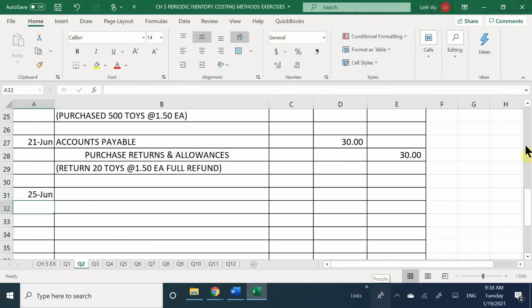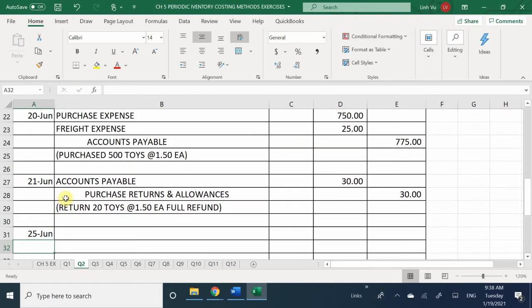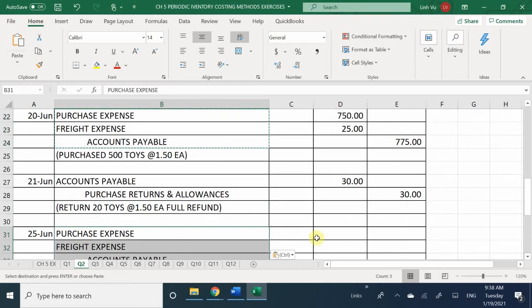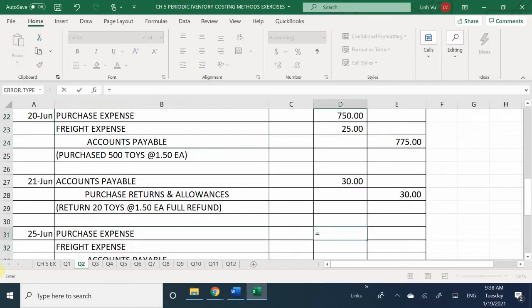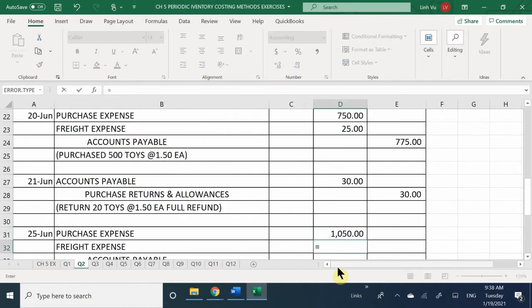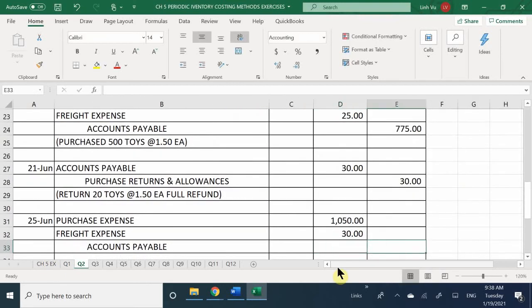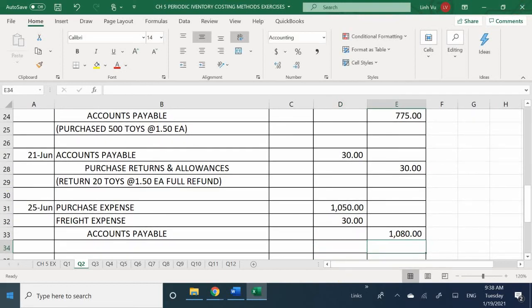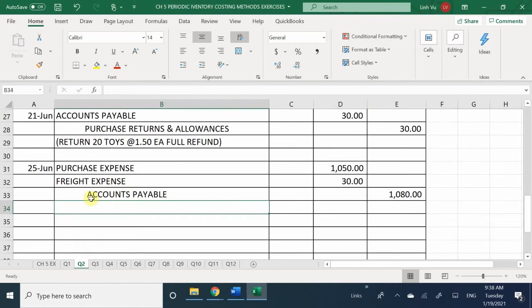So if I go to June 25th, I know that I'm going to save some time here by copying and pasting. I know that my purchase expense is going to be what I solved in my table, which was $1,050. And I know my freight is $30, so therefore my total cost is going to be $1,080. Okay, so whichever way makes it easier for you to do. And this one just allows you to not have to calculate twice.